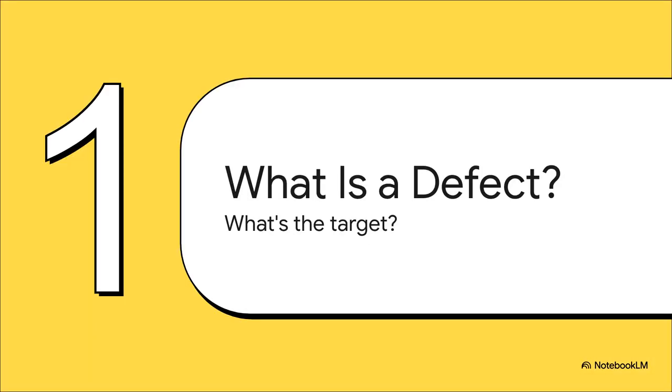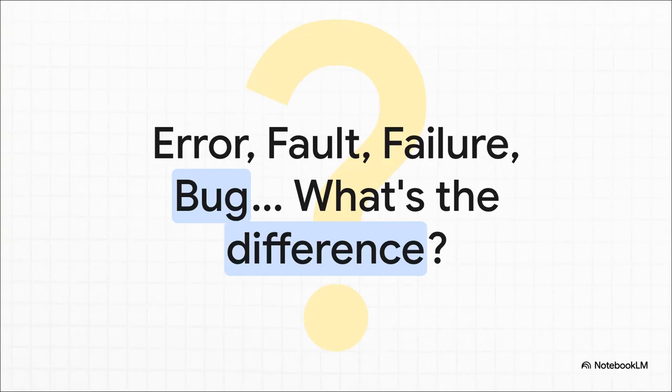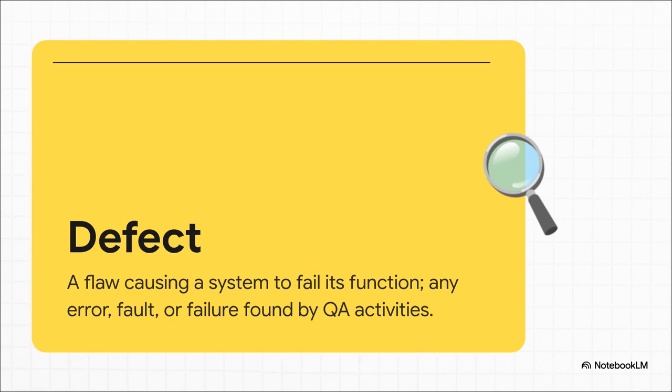All right, first things first. To be a good detective, you need to know what you're looking for, right? So what exactly are we hunting for when we talk about defects? I mean, you hear all these words thrown around all the time, right? Error, fault, failure, bug, incident. They kind of get used interchangeably. But in the world of QA, being precise with our language is a really big deal. Okay, so for us, the big important word here is defect. That's the official term for the clue we've just found.